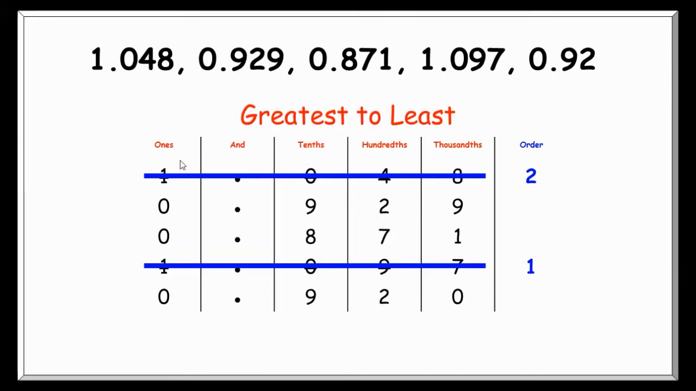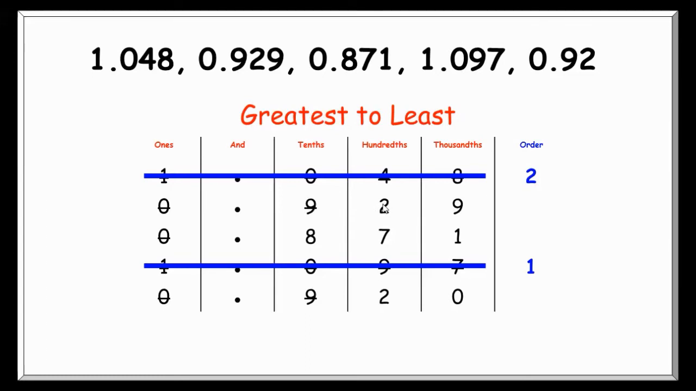Now we're going to go back to our ones column, and we're going to look. We have 3 zeros in the ones column, so we're going to cross all three of those zeros out, and we're going to move over to our tenths column. Now in our tenths column we have 2 nines, and you have an 8 here. So we're going to look at our 2 nines, we're going to cross them out, and now we're only looking at 929 thousandths and 92 hundredths.